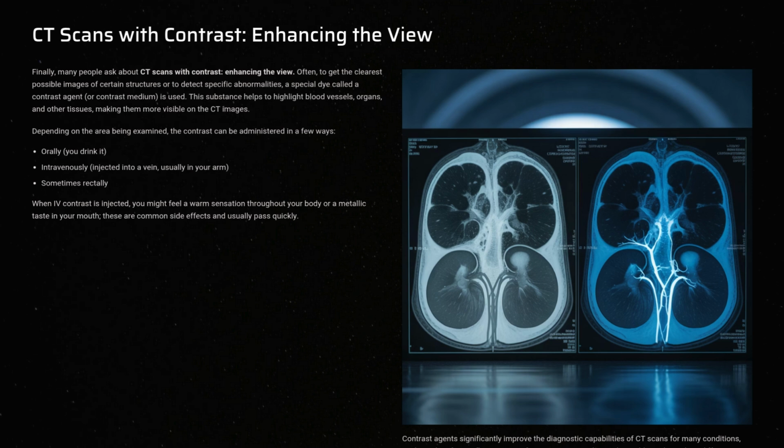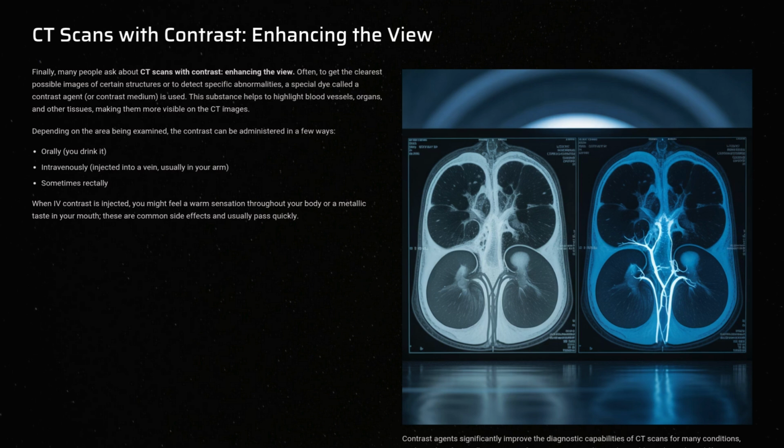CT scans with contrast, enhancing the view. Finally, many people ask about CT scans with contrast. Often, to get the clearest possible images of certain structures or to detect specific abnormalities, a special dye called a contrast agent, or contrast medium, is used. This substance helps to highlight blood vessels, organs, and other tissues, making them more visible on the CT images. Depending on the area being examined, the contrast can be administered in a few ways. Orally, you drink it; intravenously, injected into a vein, usually in your arm, or sometimes rectally.